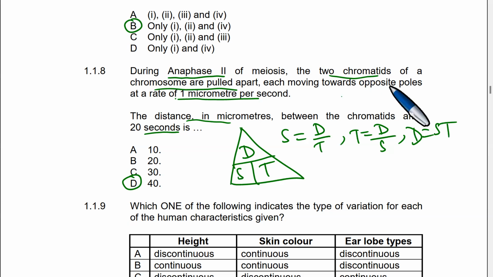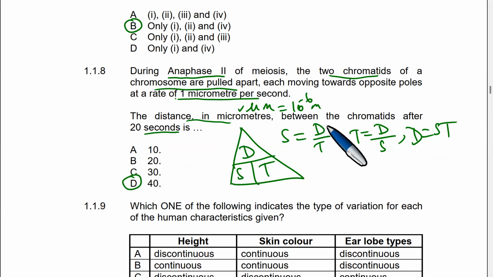Because what is the speed? Opposite poles at the rate of 1 micrometer per second. So you need to look at this now. It's also in micrometers, and a micrometer is times 10 to the minus 6 meters. We just need the distance, so the distance is speed times time.